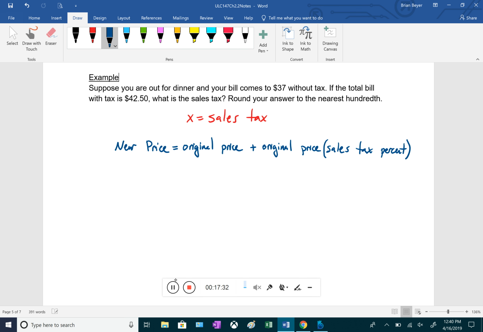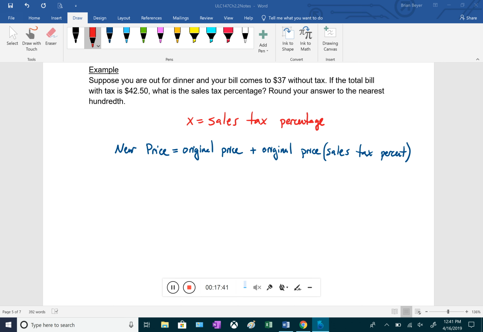I actually need to change that because that's what the question should be asking for. So we're looking for the sales tax percentage. I just forgot to include it in the question here. So let me just add it right up here. Okay, so I worded it incorrectly. If we were looking for the sales tax, technically it would just be $42.50 minus $37, which would be too easy. We're looking for the percentage for the sales tax.